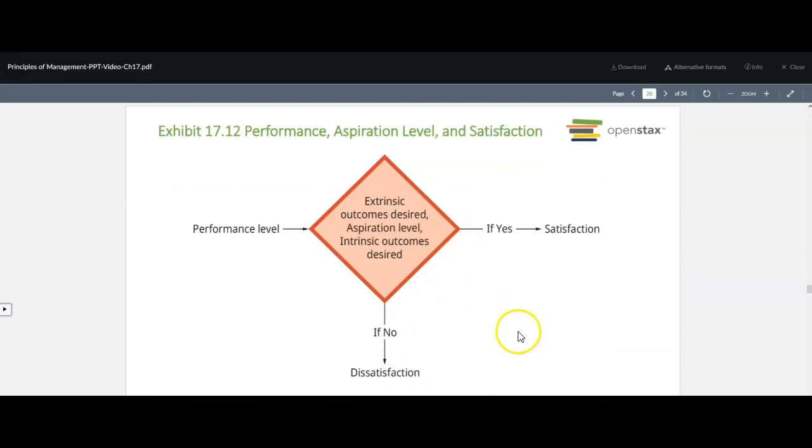Performance, aspiration level, and satisfaction. Your performance, if you think about it in anything, it could be even something you're learning, how to play an instrument, how to play a sport, any of those kinds of things. Or if it's a job and you're trying to do better, your performance level is impacted by your extrinsic outcomes desired. Those are things outside of yourself, your aspiration level, and your intrinsic, which is coming from inside of you, outcomes desired. And if you don't have those, you're relatively dissatisfied. If you do have those, you are satisfied.